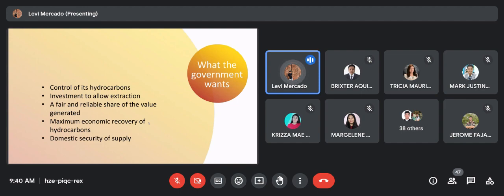Okay, maximum economic recovery of hydrocarbons, syempre. And domestic security of supply. Kung may international oil company na gusto mag-invest sa atin, dapat kaya din natin mag-provide on their needs. Or kung hindi, edi sa iba sila. Kita, opportunity na yun sa atin para kumita. Pero kung hindi natin kaya, at least magso-source o outsource sila sa labas.